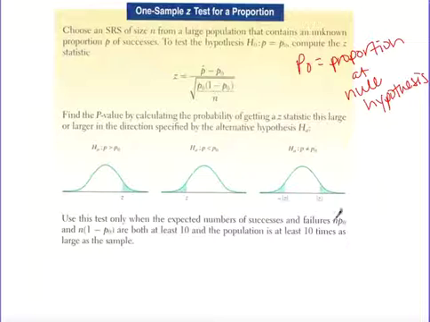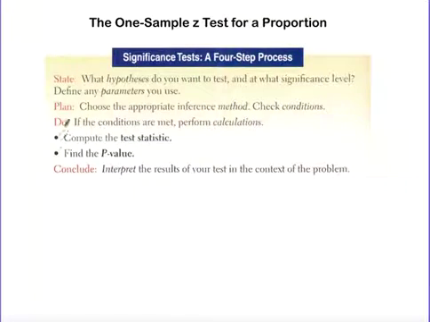So when you see n times p0, that means your size n times your proportion at the null hypothesis. And here, n times 1 minus p0, so n times 1 minus the proportion at the null hypothesis. These need to be both at least 10, so these are the conditions that you would meet, that we talked about in step 2.